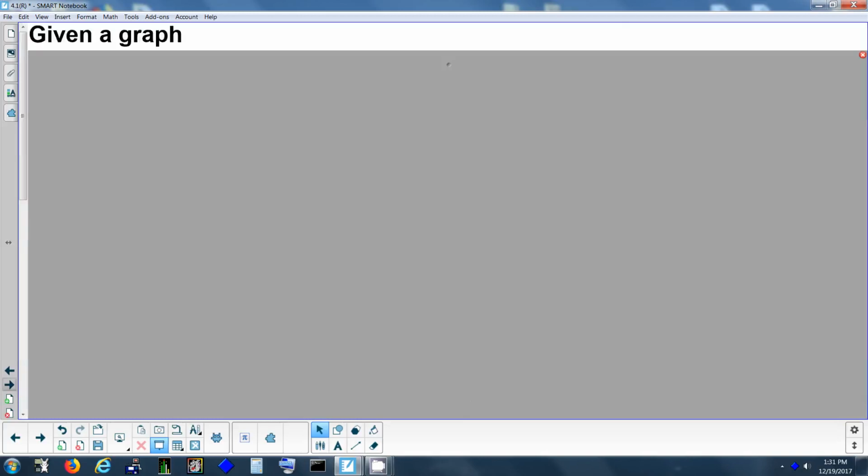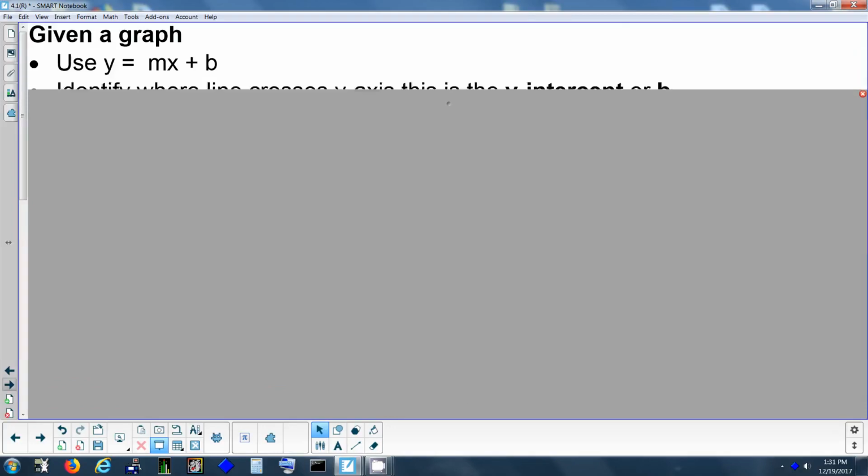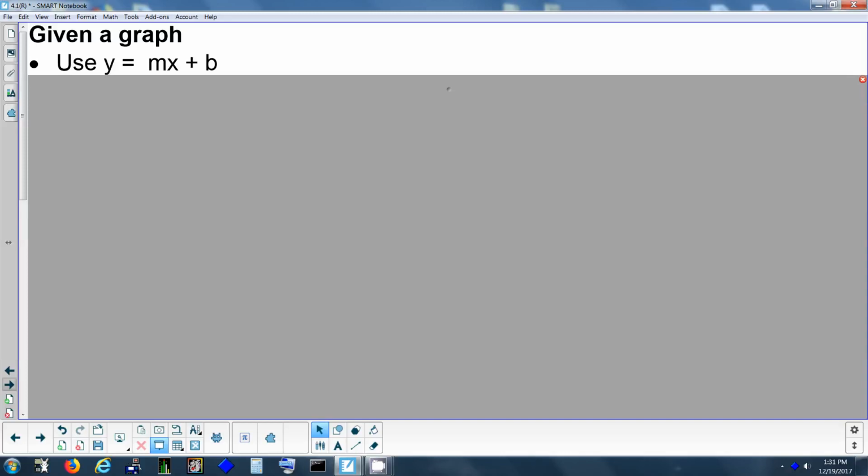Now, next way we're going to talk about is we're going to give you a graph and ask you to put it in slope-intercept form. All right? So, same deal. Everyone we do today, it's always going to be in y equals mx plus b. It's always going to be that way. All right? Next thing, let's identify where the line crosses the y-axis.